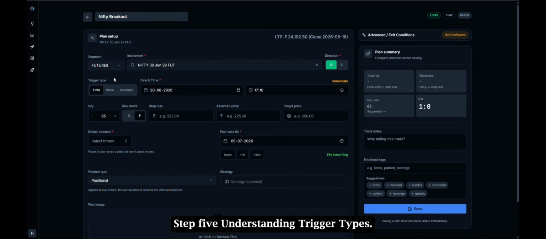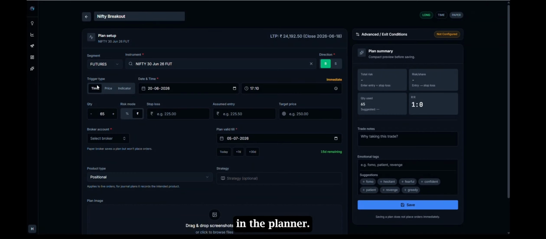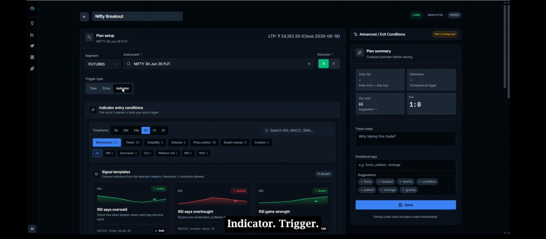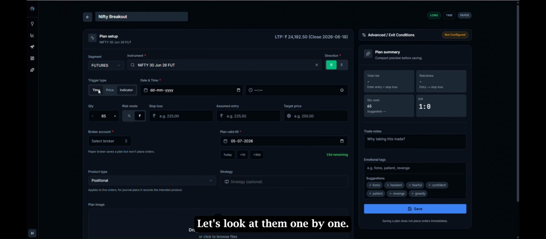Step 5. Understanding trigger types. Now we've reached one of the most important decisions in the planner. When should this trade become active? Qbar Trade provides 3 different trigger methods: time trigger, price trigger, indicator trigger. Each one is designed for a different style of trading. Let's look at them one by one.